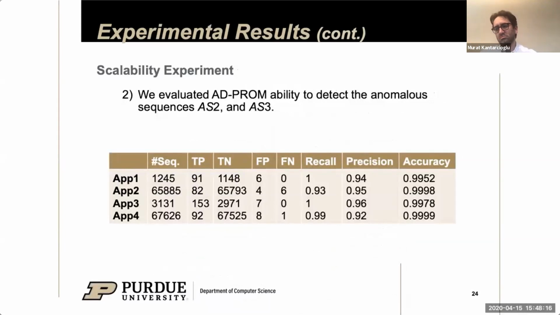We evaluated also AD-BROM's ability to detect the second and third types of anomalous sequences. We computed the confusion matrix of each application model. Overall, the system performed very well at detecting the anomalous sequences with an average accuracy of 0.99.